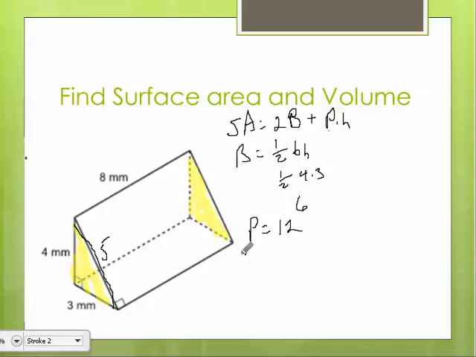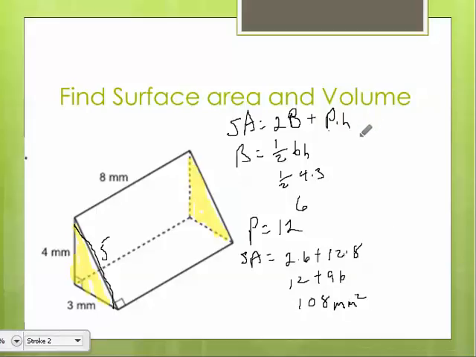So I can now find surface area. Surface area is going to be 2 times 6 plus 12 times 8. That's 12 plus 96. That's 108 millimeters squared. We're talking about area. It has to be squared.